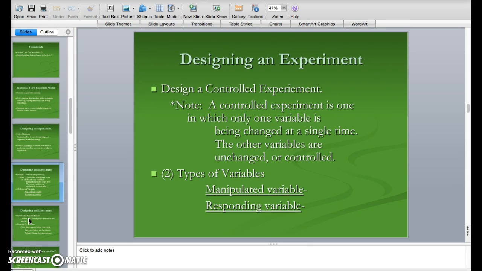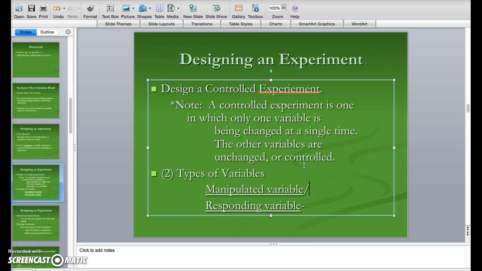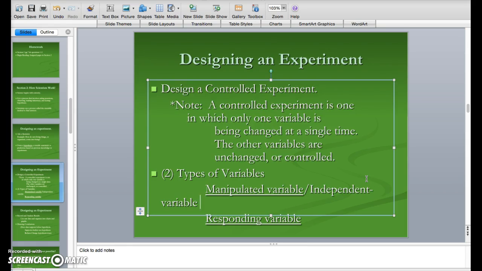So something's going to respond to that change. And that's where our two variables come into play here. The two variables would be the manipulative variable. The manipulative variable is also called the independent variable. And that is the variable that you are going to change in an experiment. Okay? So write that down. The independent variable is the variable that you will change in an experiment.